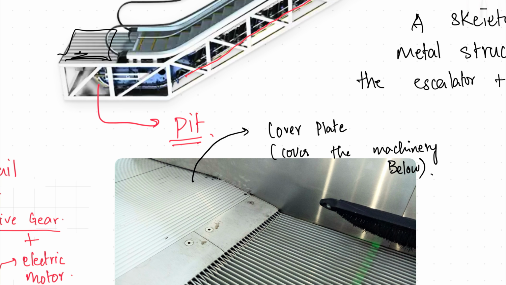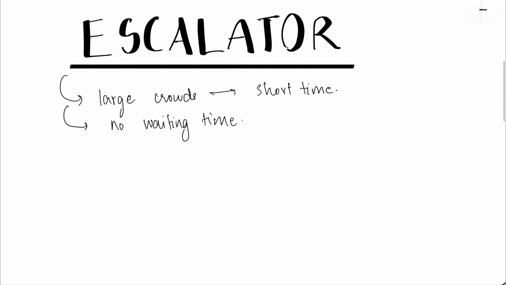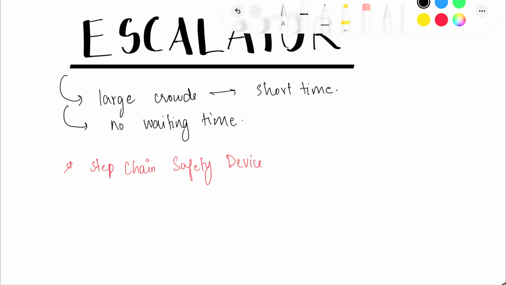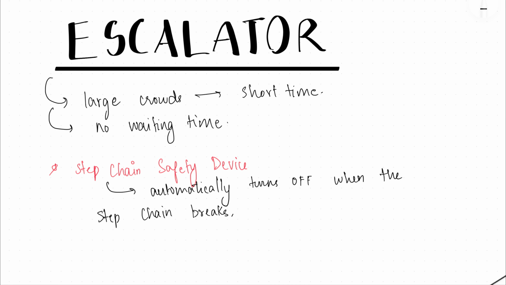And apart from the main mechanism and main parts of an escalator, some other important components are the step chain safety device. The step chain safety device is something that automatically turns off the escalator when the step chain breaks, derails, or stretches from its track.